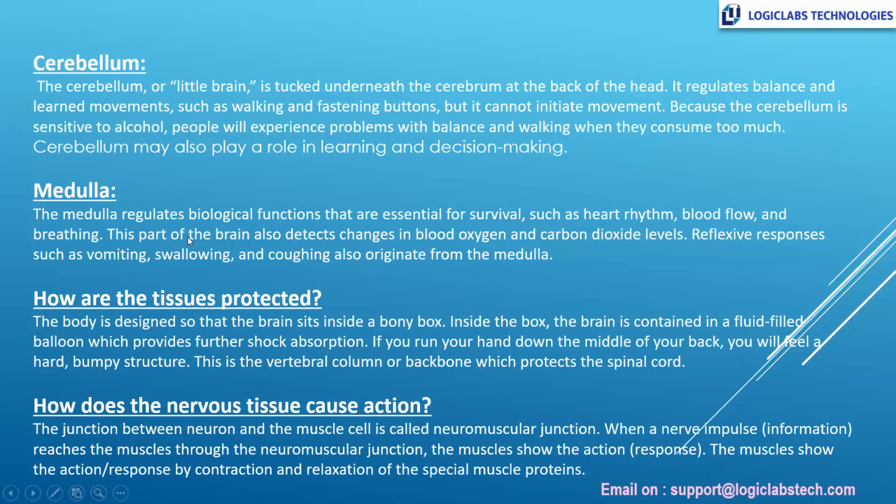The next one is, how are the tissues protected? As we already discussed, the brain is very delicate. It's very important for a variety of activities. The different types of activities which we come across in our daily life are all because of the brain and the thinking capacity which we have. So all this has to be protected. The brain has to be carefully protected.